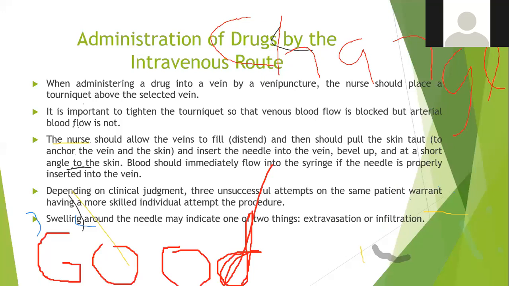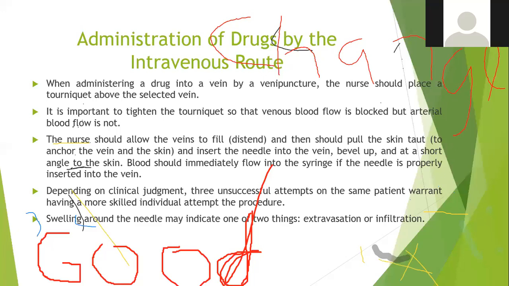Depending on your clinical judgment, when you have practiced 3 unsuccessful attempts as a nurse on the same patient, it warrants you to call for a more skilled individual to attempt the procedure. In an attempt to give an intravenous injection, you see nurses pricking patients, trying about 5, 8 attempts unsuccessfully. This is not right. This is not ethical. So when you have tried about 3 unsuccessful attempts, you have to look for more skilled personnel to try the procedure.